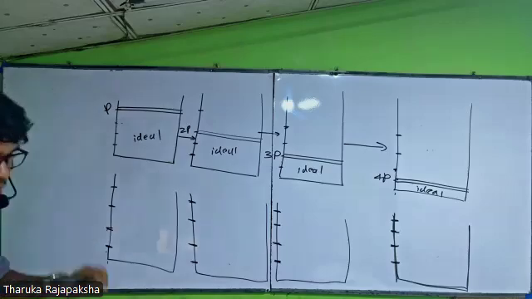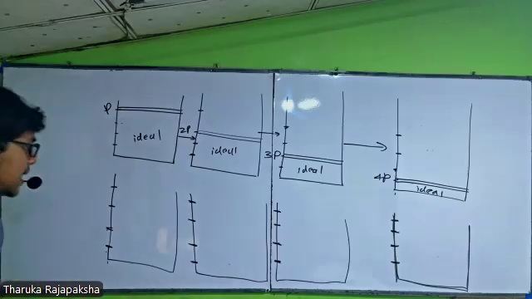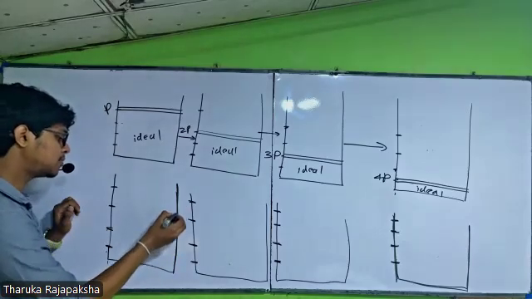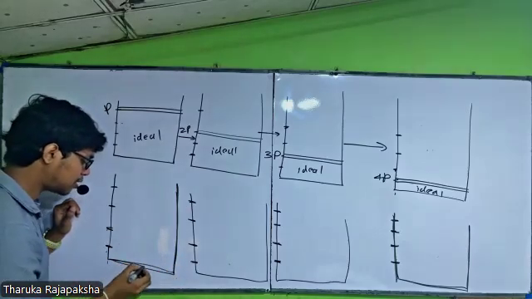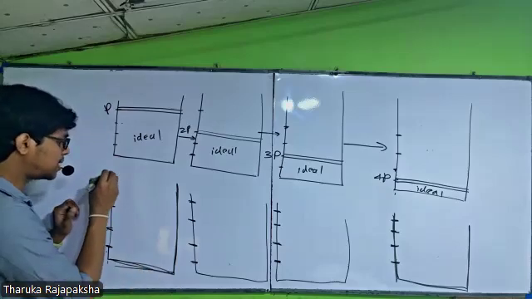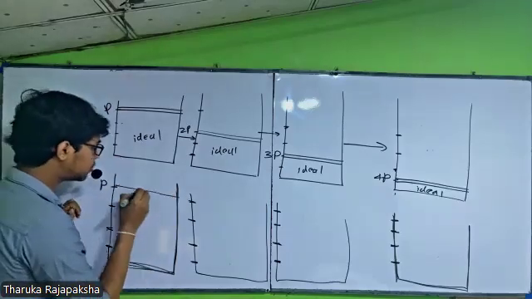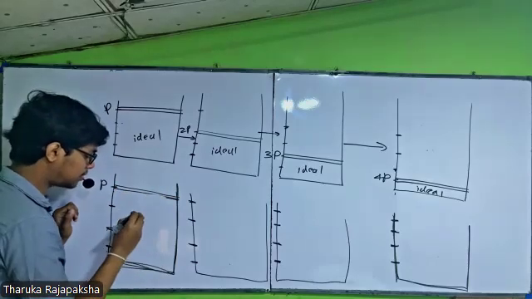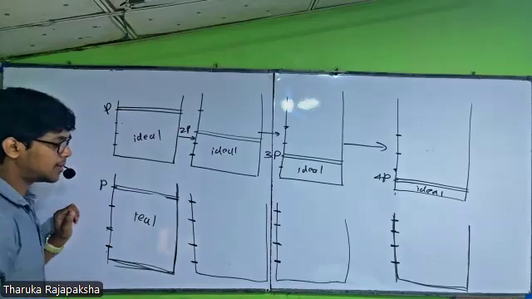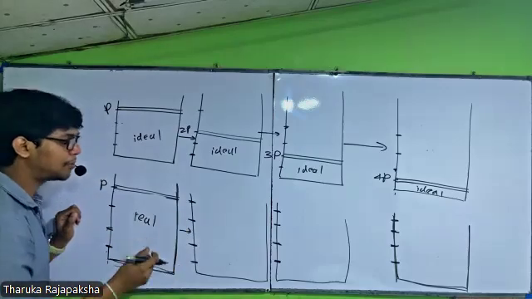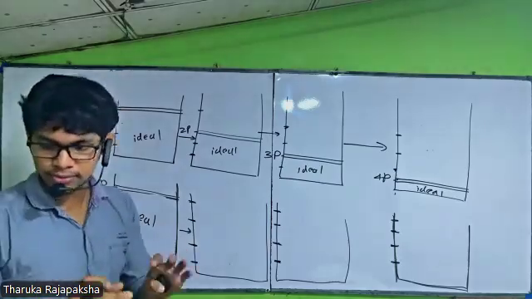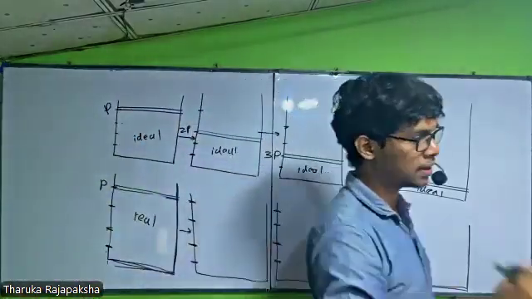Next. This one is a real gas. Before I start to compress, let's say at pressure P, they come to an equal level here. Initially equal level. This is a real gas. The same real gas, I am increasing the pressure up to 2P. I change the pressure to 2P downwards, right?